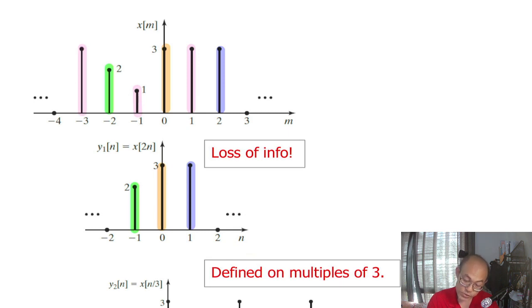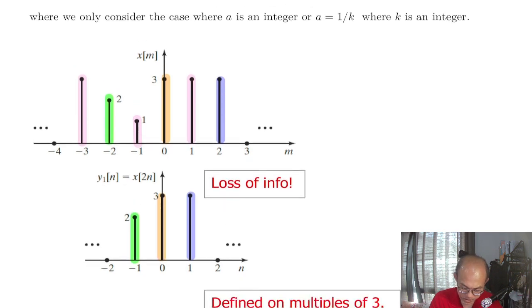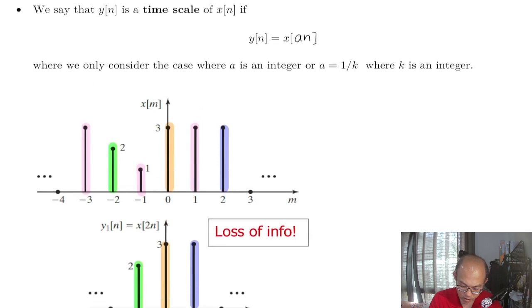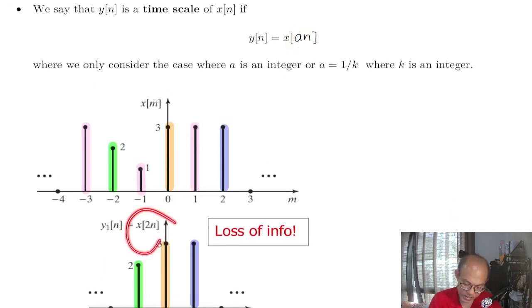Yeah, so when you do condensing of discrete time signals, you have to be careful of the loss of information here. I'm saying it as a loss of information because these pink samples are lost when you do condensation. But if A, now for this one, A is greater than 1, but if A is less than 1, it means that we are expanding it.